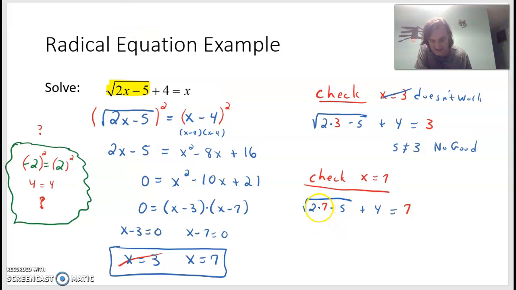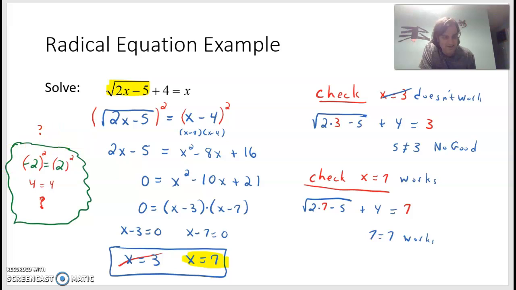Let's see here. If we clean this up, we'll have 14 minus 5, which is 9. Square root of 9 is 3. So this thing balances out to be 7 equals 7. And that works. So this one here works. So when we get down here, the x equals 7 is the only one that works.